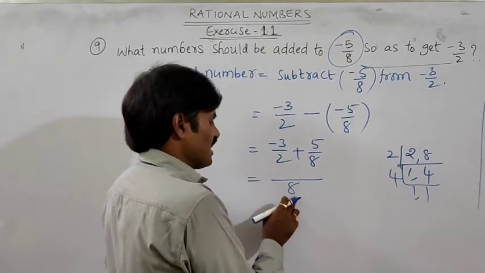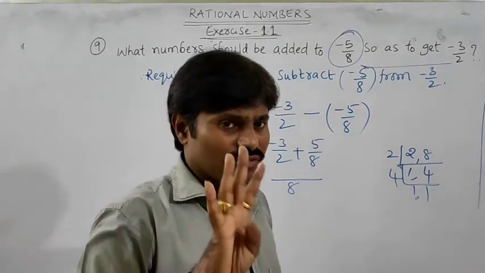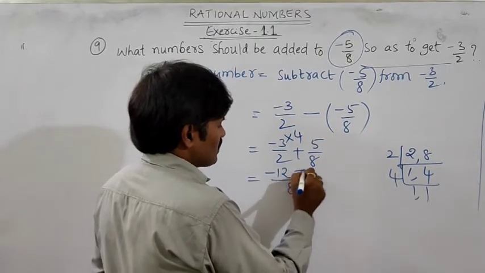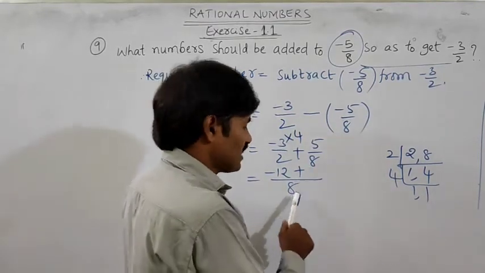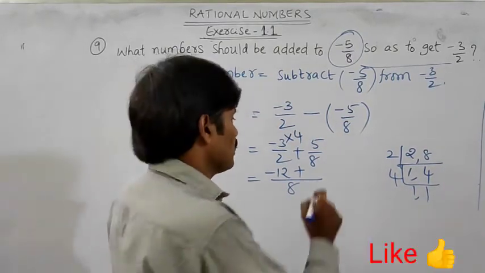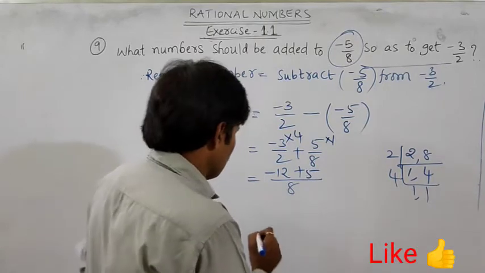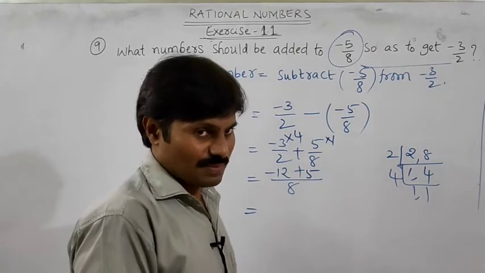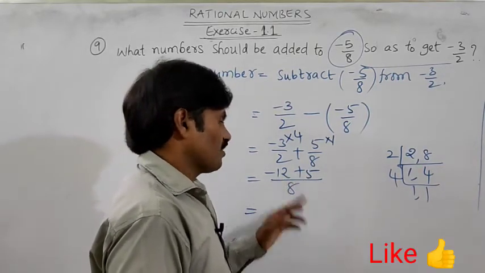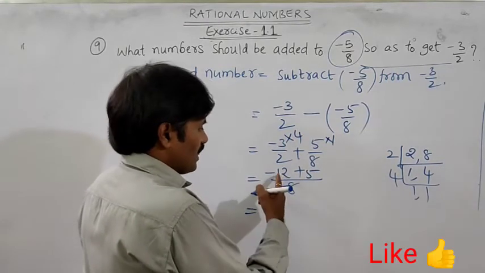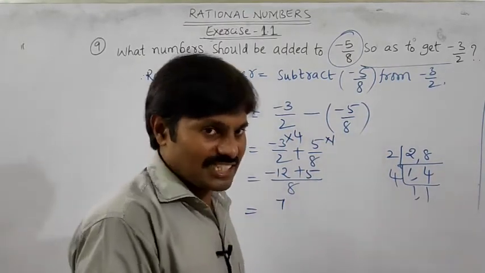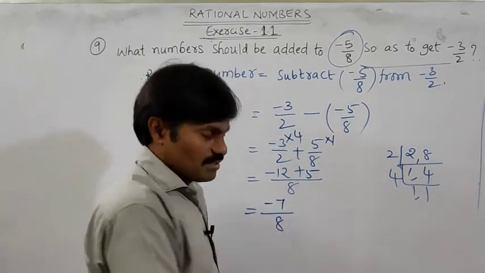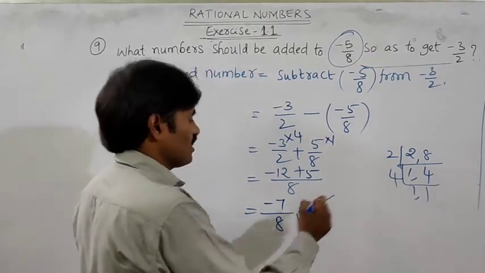So here 2 divides 8 4 times. So minus 3 into 4 is minus 12. Here is the plus sign, and here 8 divides 8 one time. 8 1s are 8. So 5 into 1 is 5. Clear? Now minus 12 plus 5 is how much? Both numbers have different signs, so we have to subtract. If we subtract 5 from 12, we will get 7. But here the sign for the bigger number is negative, so I am writing the minus sign, 7 by 8, as it is. Is it possible to simplify this fraction? No, so this is the final answer.